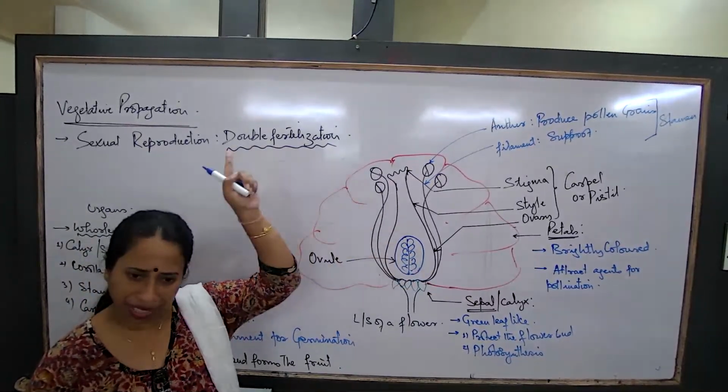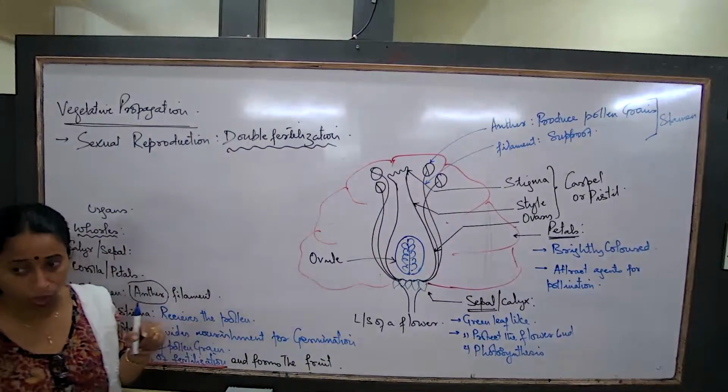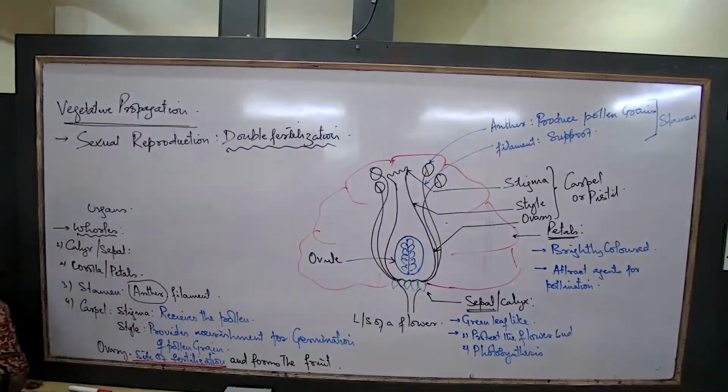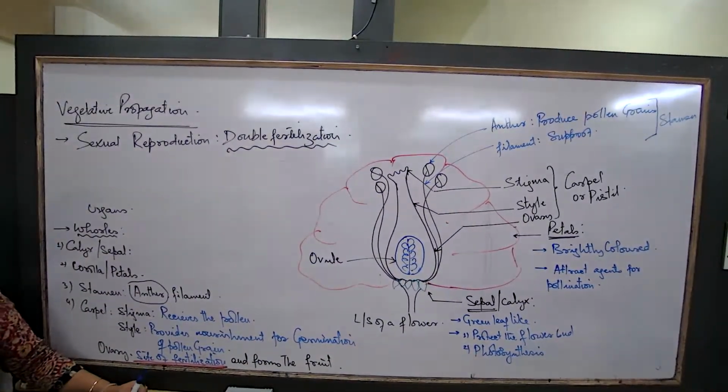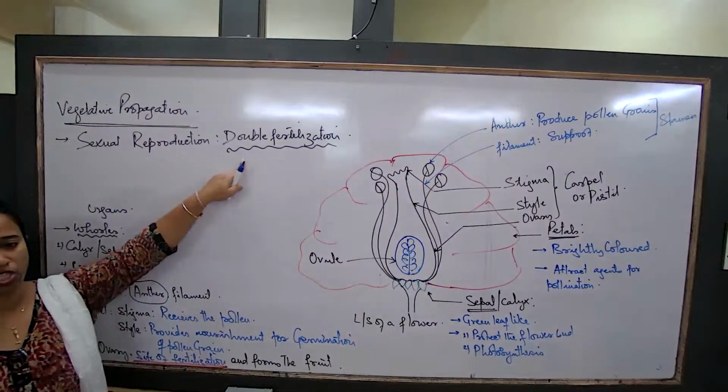But now, why the word double? The word double is used because two sets of fusion are taking place at the same time, inside the same ovule. Hence, the process is called double fertilization.